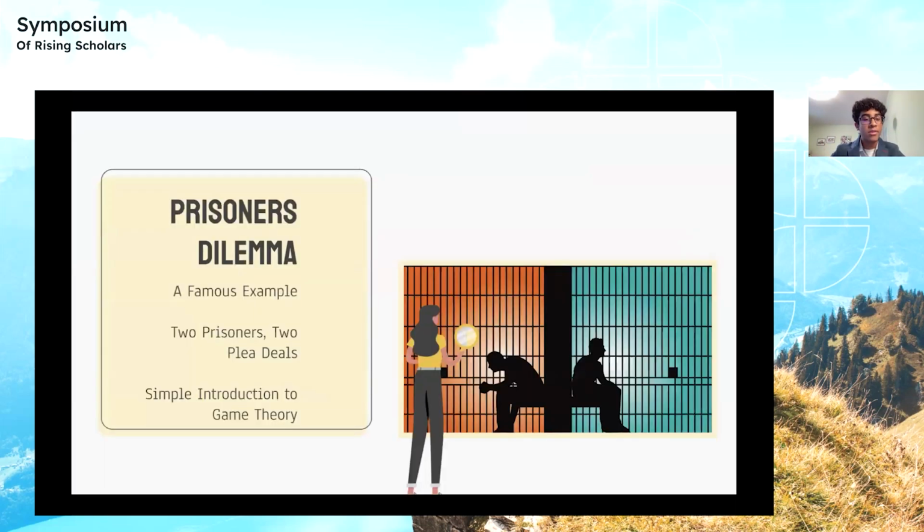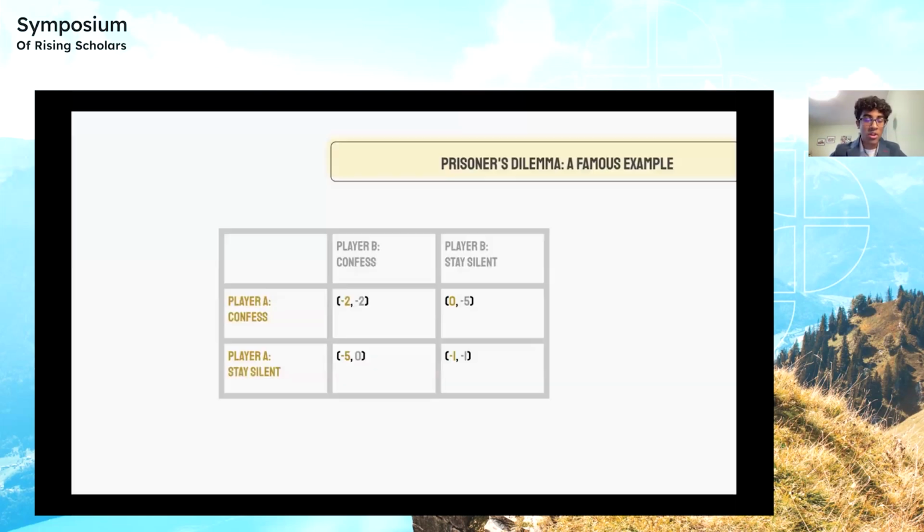One really famous example of game theory is the prisoner's dilemma. This is where you have two prisoners with two plea deals, and it's a simple introduction to how game theory works. So let's dive into it. Let's say you have two people who are in prison for committing a crime. However, now they are given the chance to take a plea deal and get out of jail early.